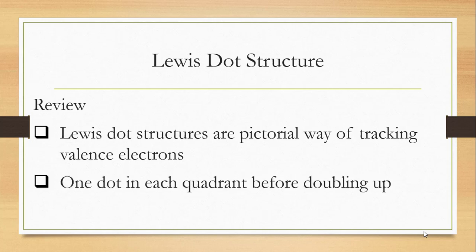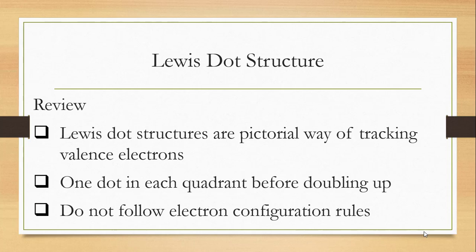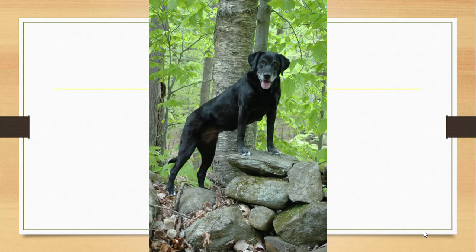Make sure you put one dot in each quadrant before doubling up, and we do not follow the electron configuration rules. In the upcoming lectures, we'll be using Lewis dot diagrams to help us figure out the bonding.